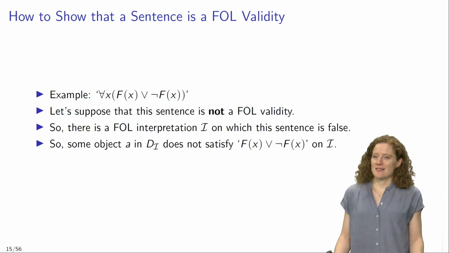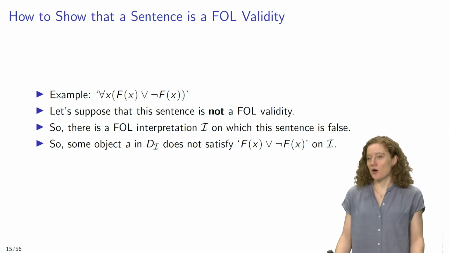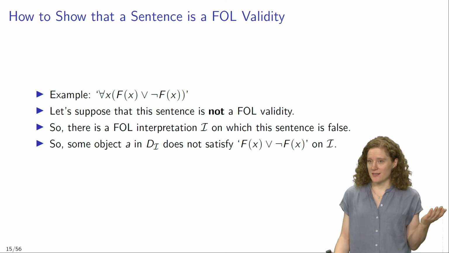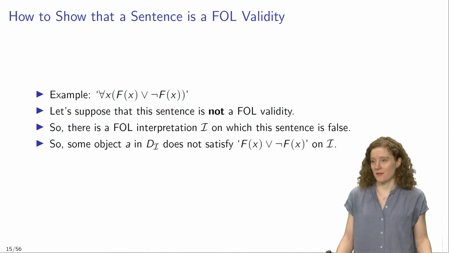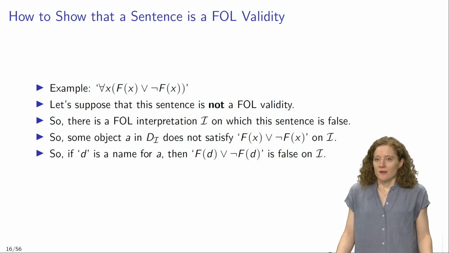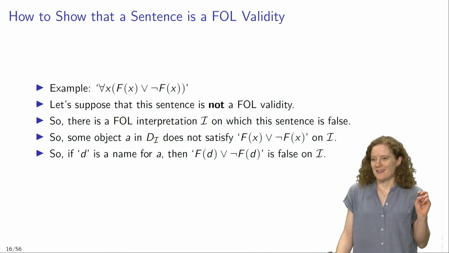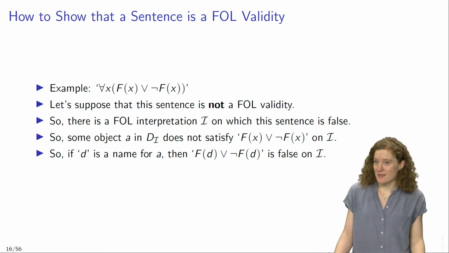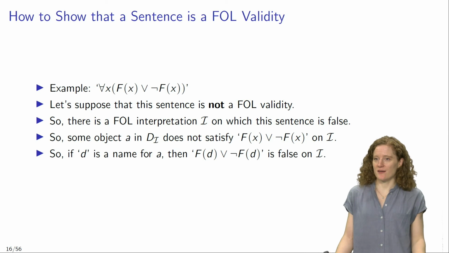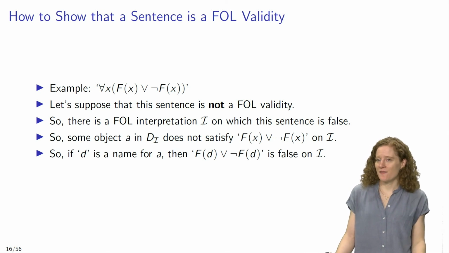And what that means is that some object A in the domain of I does not satisfy the open formula Fx or not Fx on I. Since if every object in the domain of I satisfied this open formula, then the given quantified sentence would be true on that interpretation. Now, if we assume that the letter d is a name for our object A, and if A does not satisfy the open formula Fx or not Fx, then the sentence Fd or not Fd is false on I.